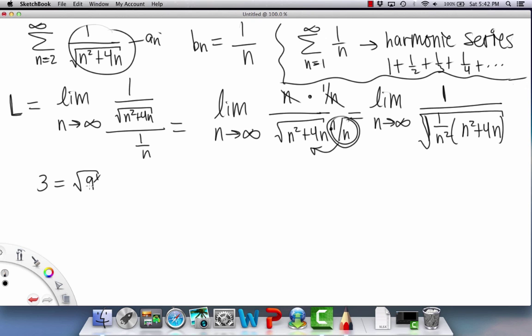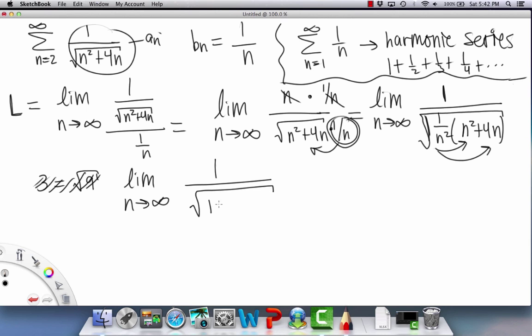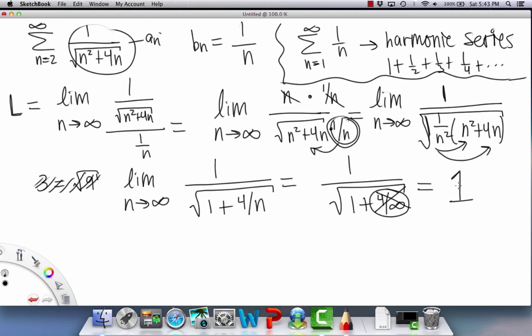So then we have the limit as n goes to infinity of 1 over, now I'm going to distribute this here and here. This n squared over n squared turns out to be a 1, and then this is a 4 over n. At this point we can just plug in infinity for n and see what we get. So we have 1 over the square root of 1 plus 4 over infinity. And this term, as we know, tends to 0 in the long run. So then our big L is going to equal 1.